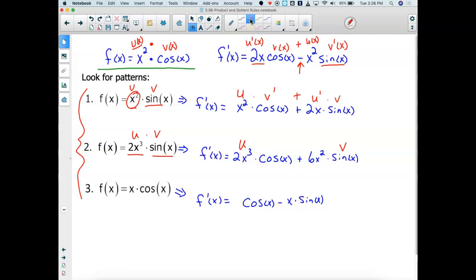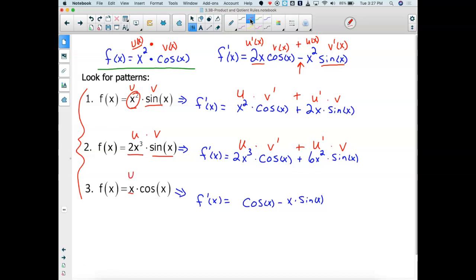Well, where is my u prime? Oh, 3 times 2, that would be my u prime times v. And what's my derivative of my v function, my sine x? Well, that would be cosine, so there's my v prime. So add those together.